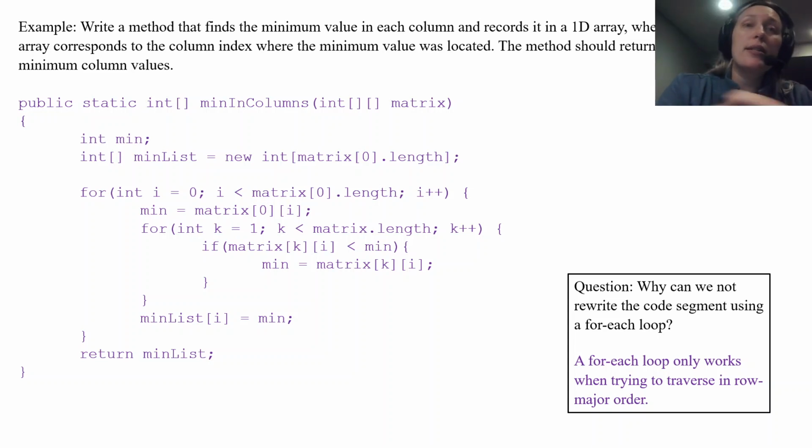And here in this example, we wanted to keep track of the location. Okay. We didn't modify anything. I guess technically we did modify the min list, okay, but we didn't modify any of the elements in the 2D array. Okay, we just wanted to access them and keep track of their location.